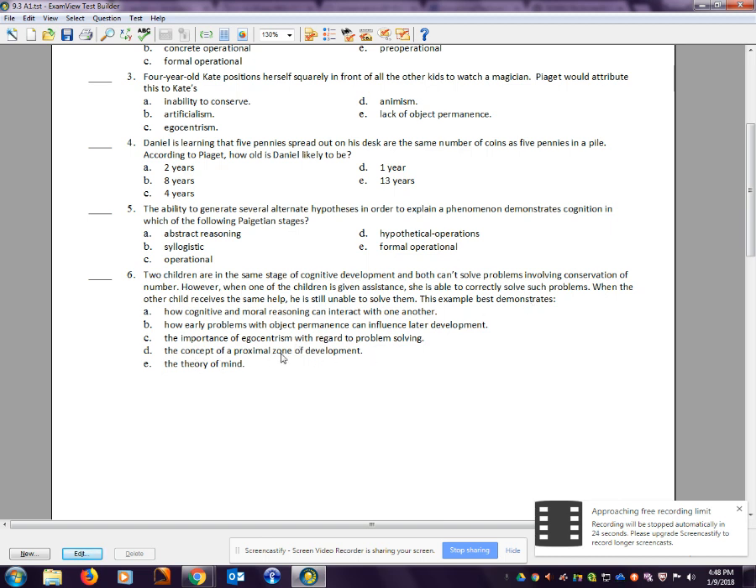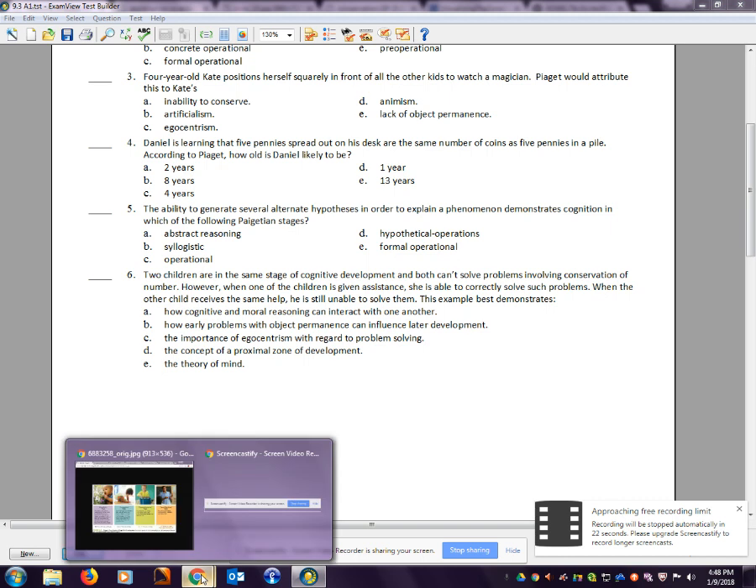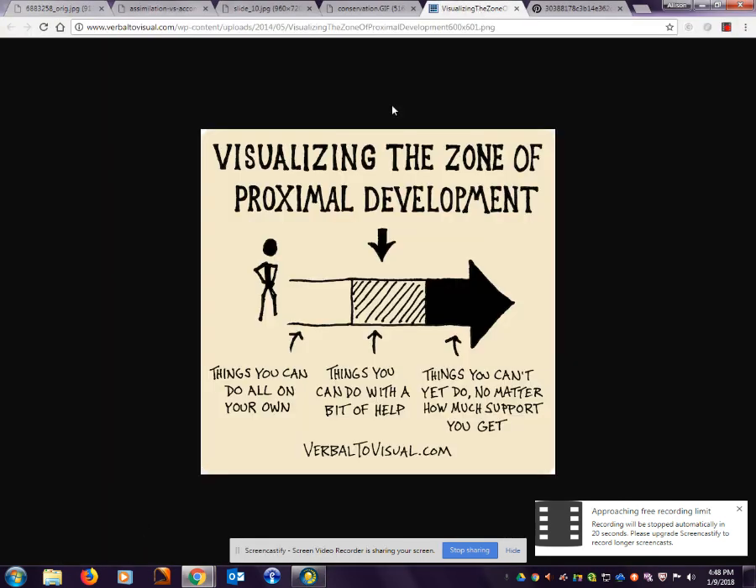All right, so in your homework, you learned about the concept of the zone of proximal development. That's here. To give you an example of what that means, here's our visual aid for the zone of proximal development. So the idea of what you can learn is a little higher. These are things you can do all on your own.